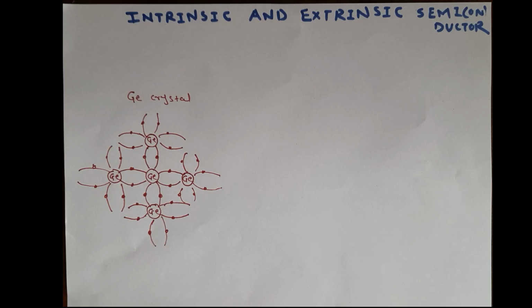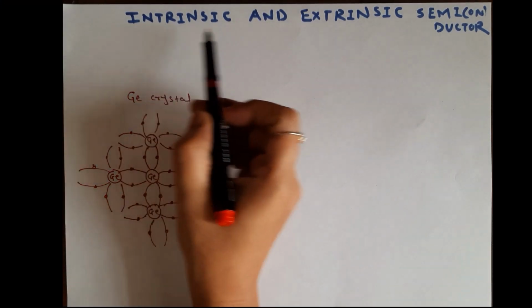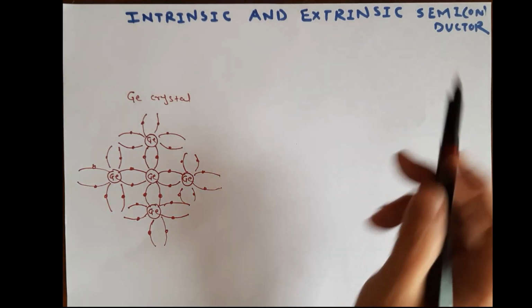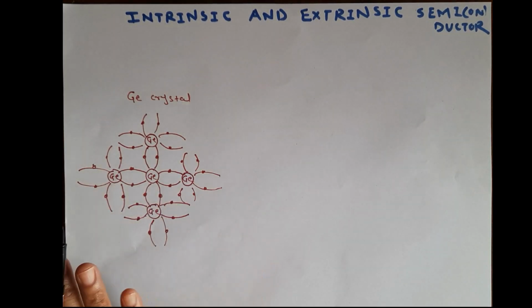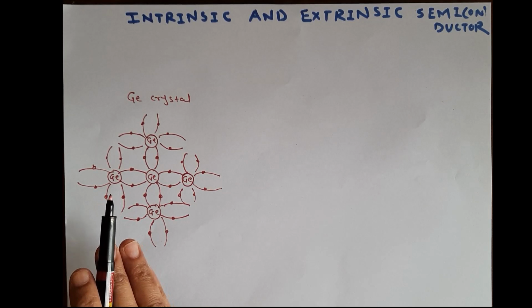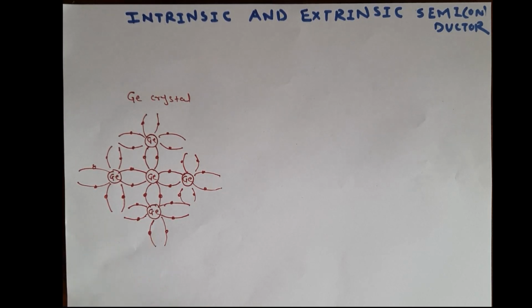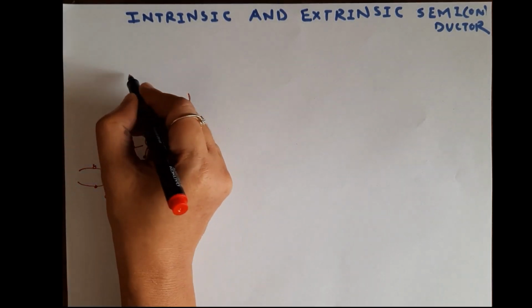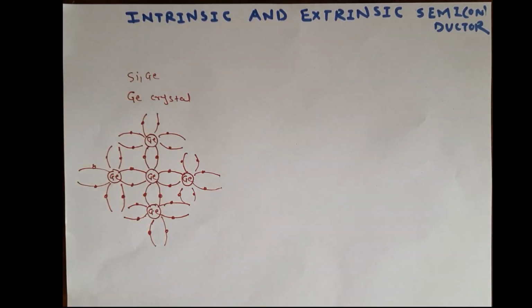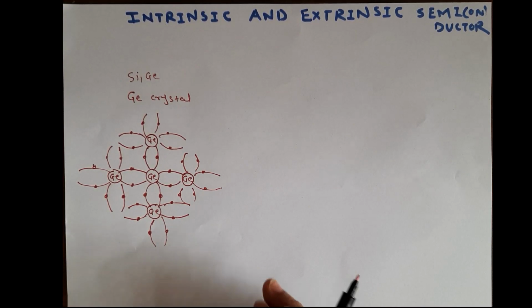Today we will discuss intrinsic and extrinsic semiconductor. Now what is intrinsic semiconductor? A pure, perfect semiconductor with an ideal crystal structure is called intrinsic semiconductor. We know silicon and germanium are the pure intrinsic semiconductors at room temperature.